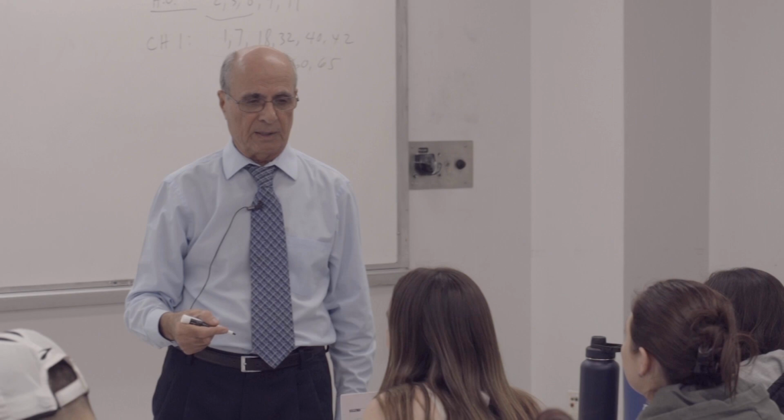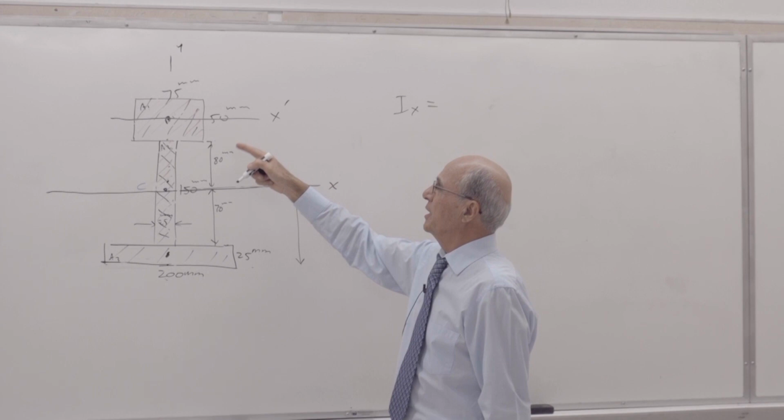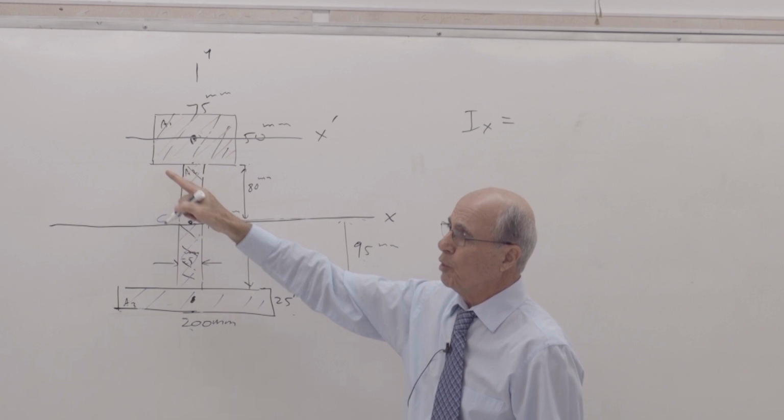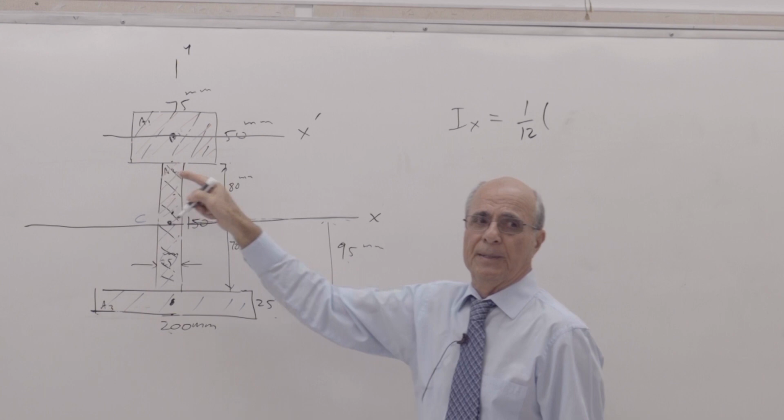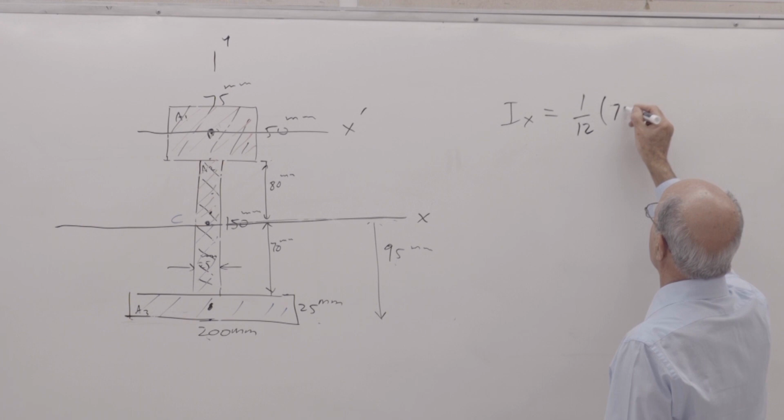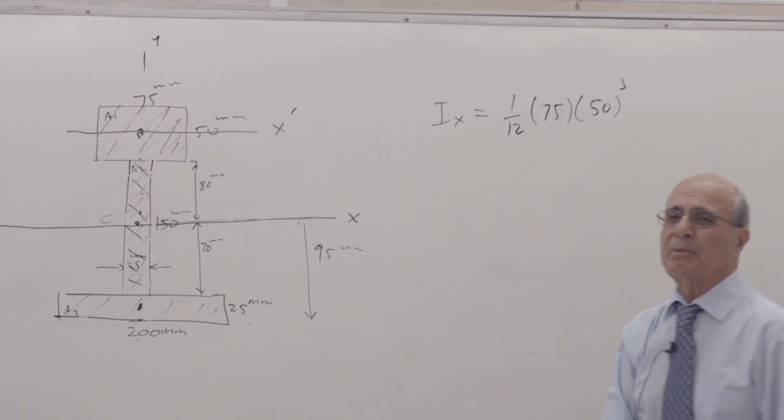So there, what's Ix? Concentrate on this one. I don't want you to miss there. What is Ix prime first? You see that you need Ix prime, which passes through the centroid, which is 1/12. I already gave it to you. 1/12 of base times height cubed. Yes or no? So it is 1/12 of base. What is the base? Base is this area. Base is 75. You are quiet. All right. Times what? I need input. 50 to the power of 3, but that's not sufficient.